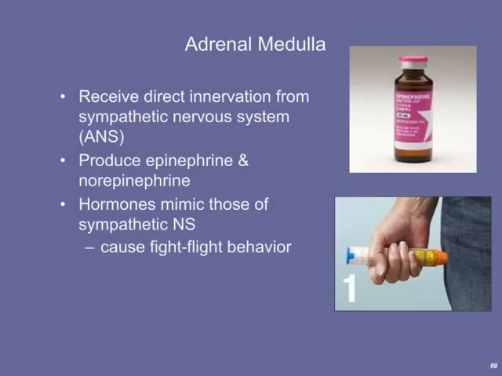Now let's take a look at the adrenal medulla and the hormones that it produces. Unlike the adrenal cortex, the adrenal medulla is not controlled by the pituitary gland. Instead, it is controlled by direct nerve impulses from the autonomic nervous system and hypothalamus. The two hormones produced by the adrenal medulla are epinephrine and norepinephrine, otherwise known as adrenaline.